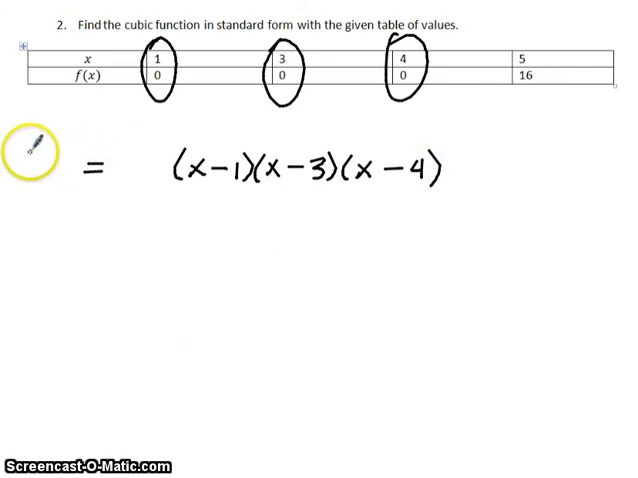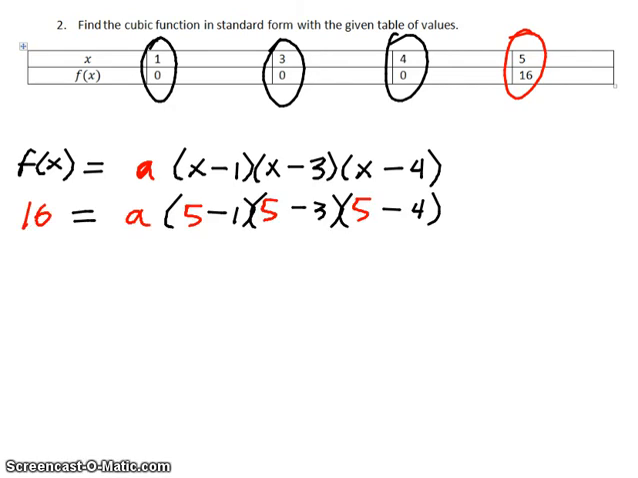And this is giving us part of f of x. The thing that we don't know is if we have some a value here which could either stretch or shrink our function. And the a value is found by this point here. We have an x value of 5 and a y value of 16. So what we got to do is plug in the 5 and the 16 and solve for a.